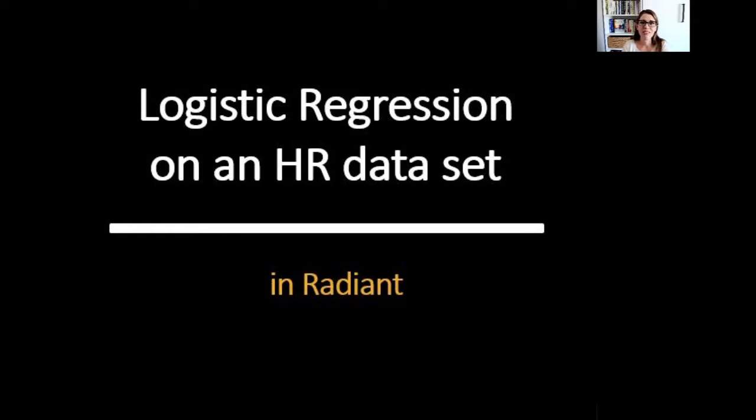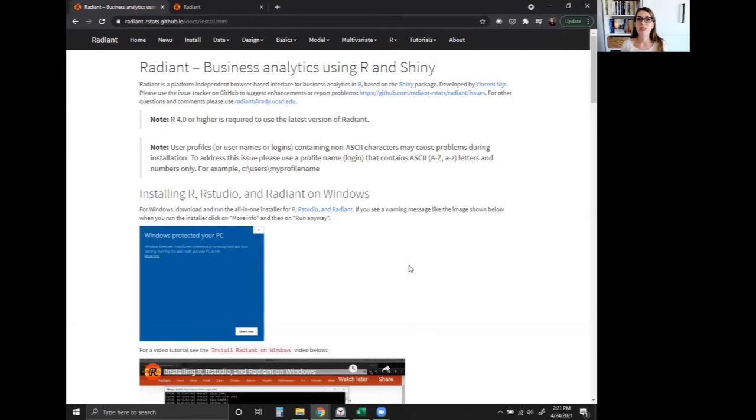There are plenty of packages and statistical programs that can do this, but I'm going to walk you through what I think is one of the easiest ways to do logistic regression, even if you don't have any experience with regression or using any kind of coding language before. So what we're going to do is we're going to use the Radiant package that will help us use the R programming code to do logistic regression.